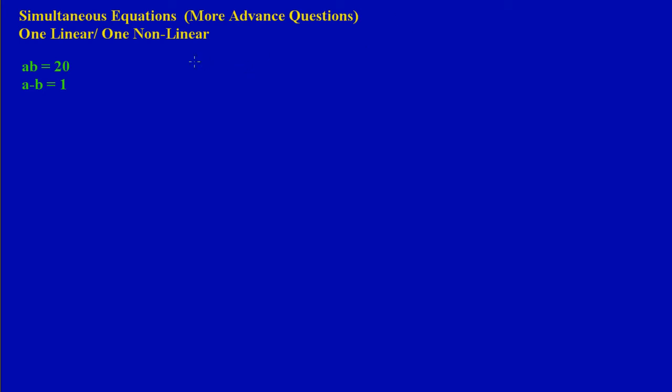Well, I thought I would do another exercise on simultaneous equations. That is a more advanced question that includes one linear and one nonlinear. Now, based on the previous examples that we have worked, usually when you get the equations right away, you could realize that one is a quadratic and one is a linear.